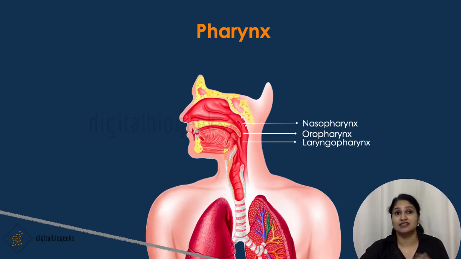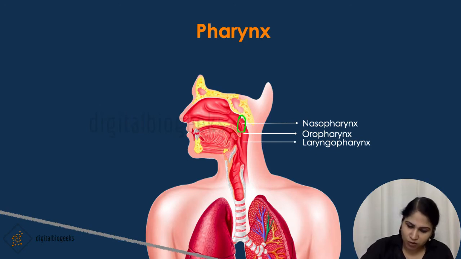Pharynx is divided into three: nasopharynx, oropharynx, and laryngopharynx. Nasopharynx is the upper portion of the pharynx just behind the nose, and it is a passage of air and secretions of the nose to the oropharynx. It is connected to the middle ear. Tonsil is situated in the nasopharynx. When it is enlarged, it may interfere with respiration.